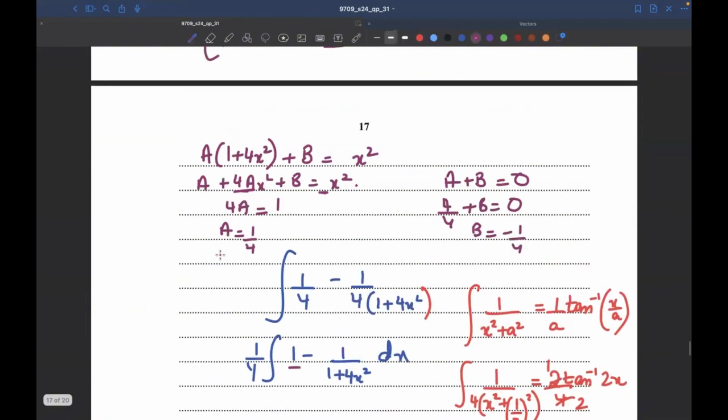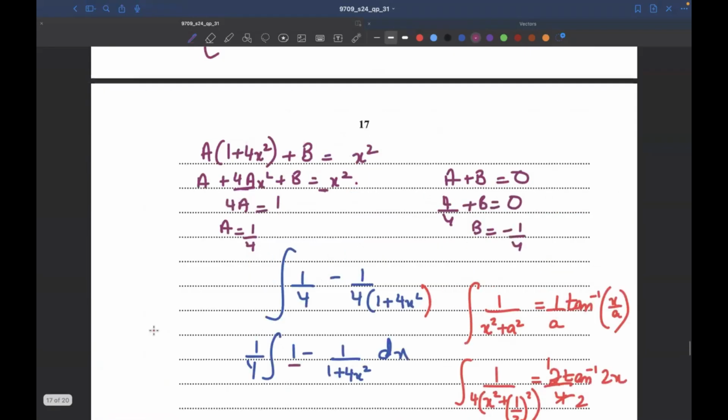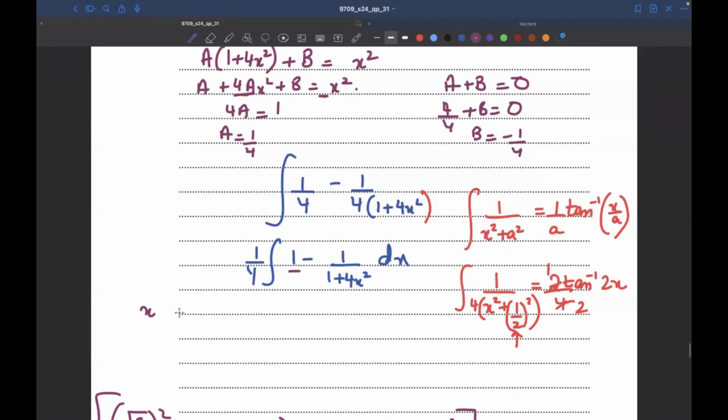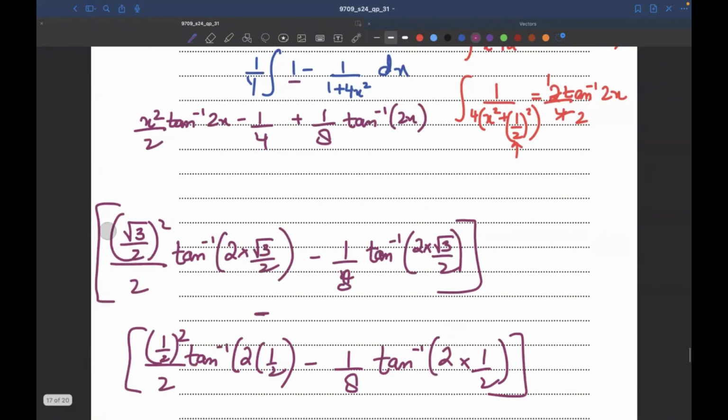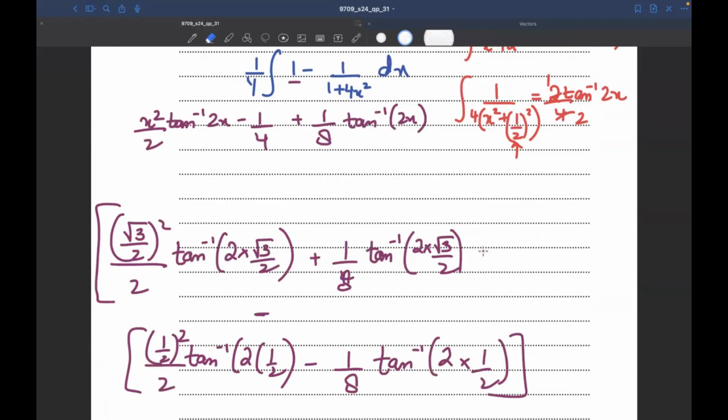We'll get x square upon 2 tan inverse of 2x minus 1 upon 4x plus 1 upon 8 tan inverse of 2x. And now we'll apply the upper and the lower limits and substitute this in the calculator. So we'll have a plus over here. This will become plus, and minus 1 upon 4x, so minus 1 upon 4 into root 3 by 2. And over here as well, this will be a positive sign. And this will be minus 1 upon 4, and the value of x is 1 upon 2.